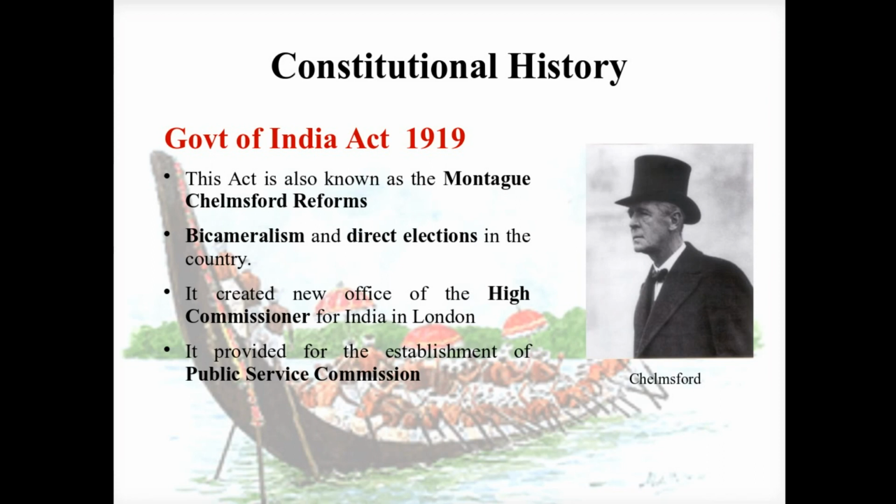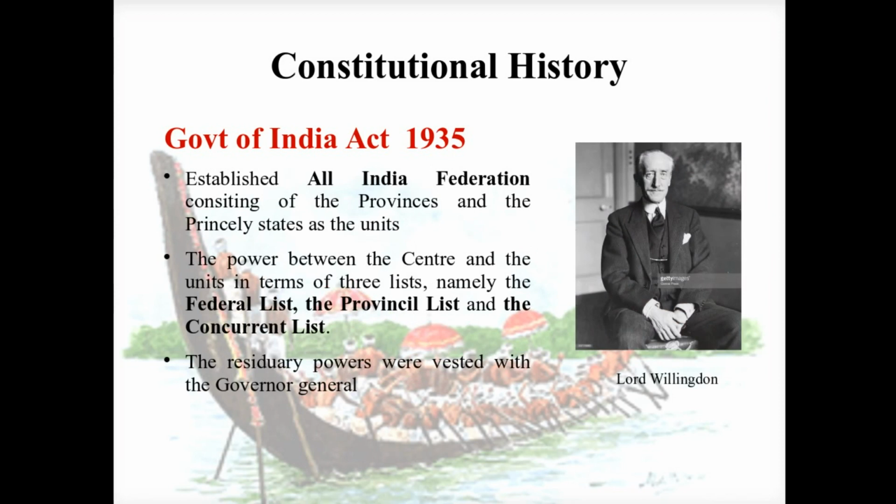Carrying forward, we have the Government of India Act 1935, which derived its material from 4 key sources: the report of the Simon Commission, discussions at the Round Table Conference, the Third Round Table Conference, the White Paper of 1933, and the reports of the Joint Select Committee.